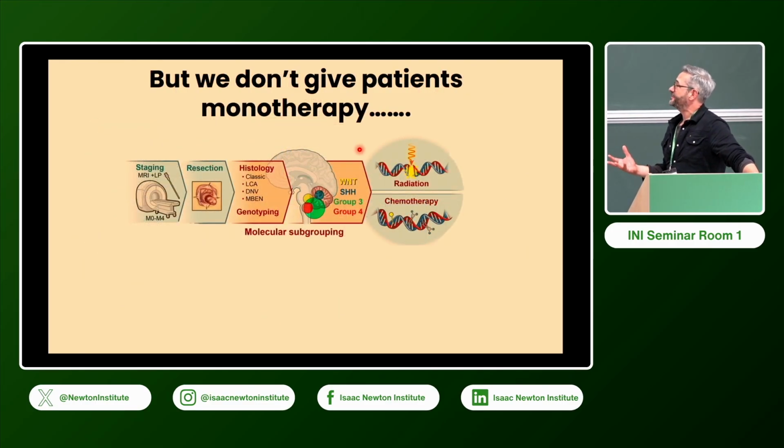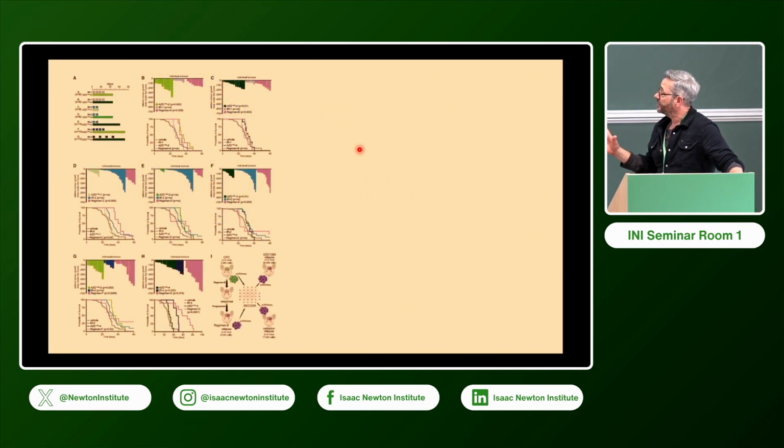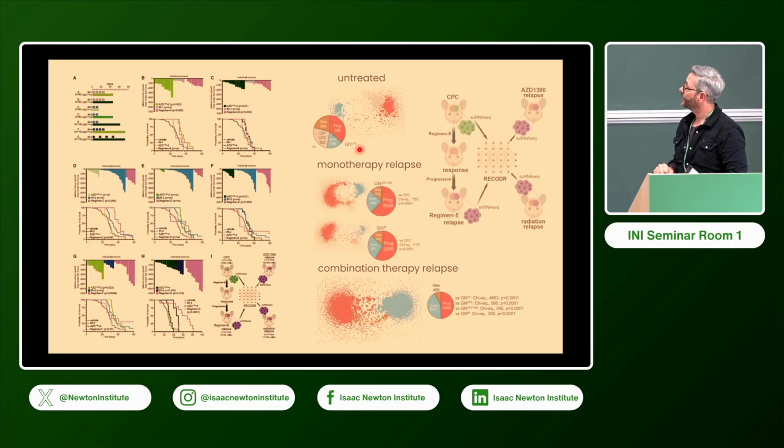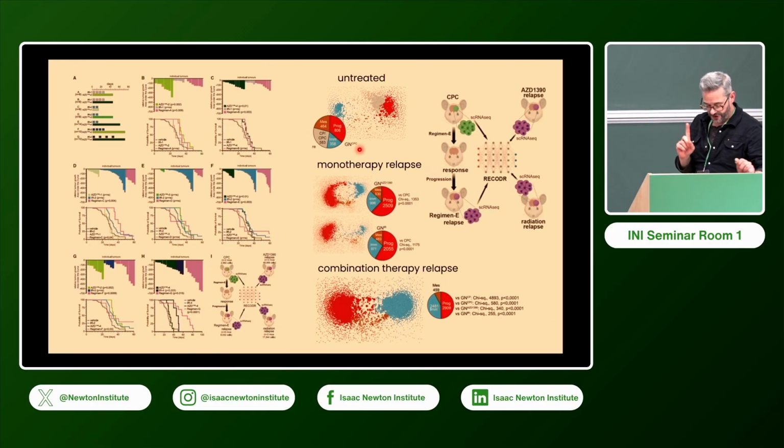But again, we don't give patients monotherapy, we give them combination treatment. So can you do this in the context of combination therapy? So we did a very large series of preclinical trials in which we did every single combination you can imagine of the DNA repair inhibitor AZ1390 and radiation, treated many hundreds of mice using this particular protocol, and repeated this recoder analysis. It was a huge amount of work. And this was the third surprise.